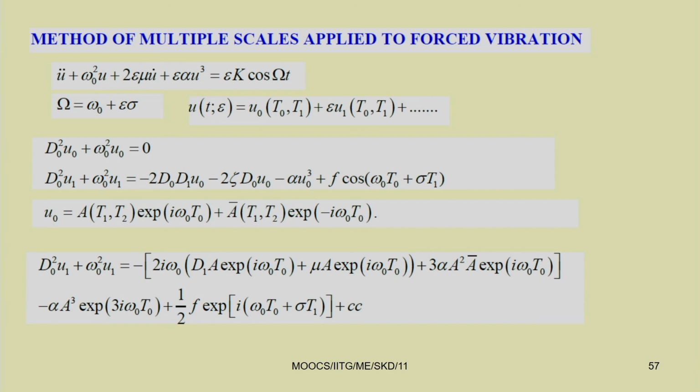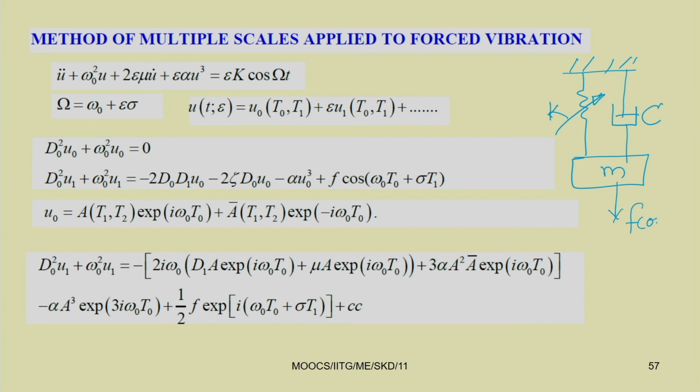In case of forced vibration, let us take a spring mass damper system. So we have a spring mass damper system subjected to some forcing. This is the mass, this is the spring, and we have taken the spring to be nonlinear. This is the damping C, this is mass m, and it is subjected to a force of the type F cos omega t.